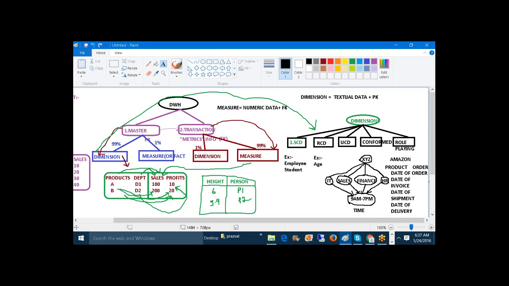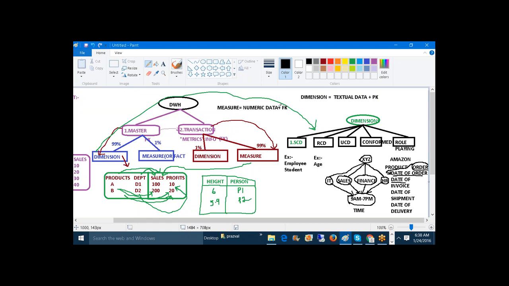So with a single measure called order, this date dimension is playing multiple roles like date of order, date of invoice, date of shipment for the order. So if one dimension is playing multiple roles with the measure or fact, then such a kind of dimension is known as role playing dimension.